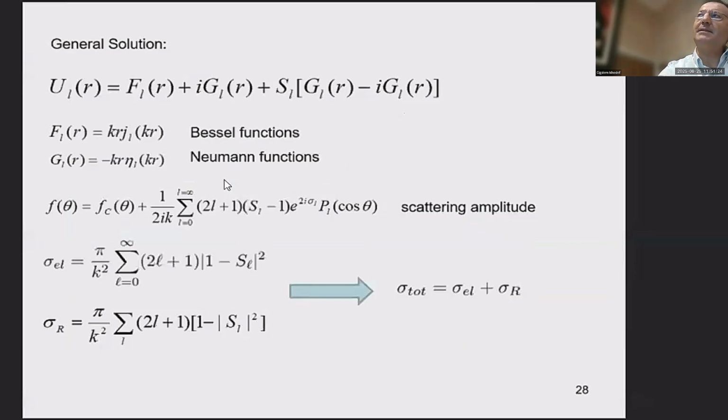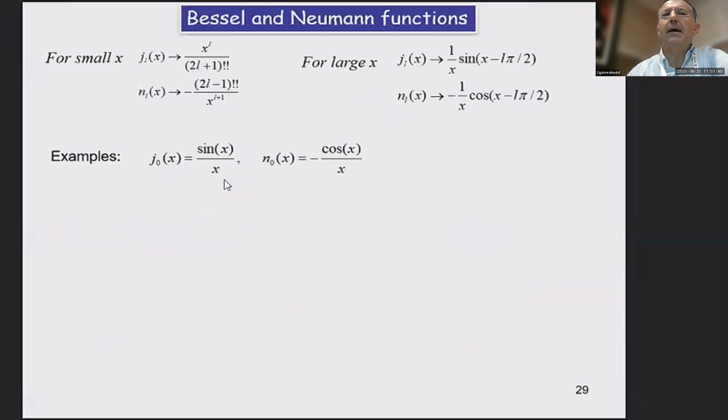There we obtain this S matrix, what is called scattering matrix, or phase shift. I will show you now what is phase shift, and obtain the cross section with this formula depending on angular momentum L. As you see, it is again easy. Total cross section is the sum of elastic and reaction cross sections.